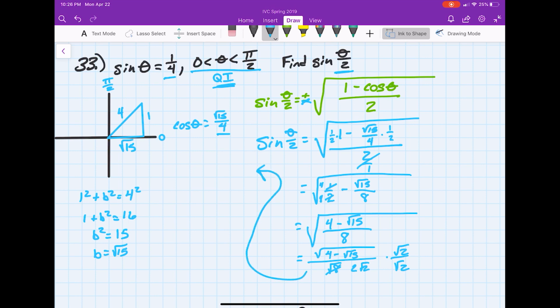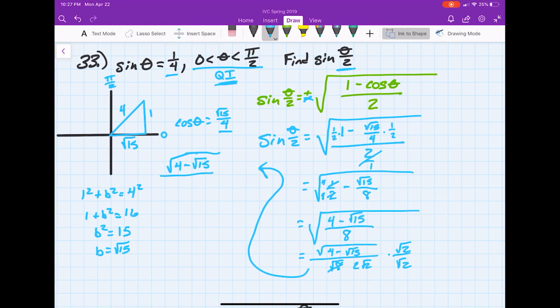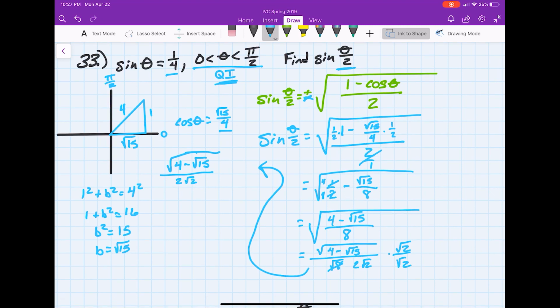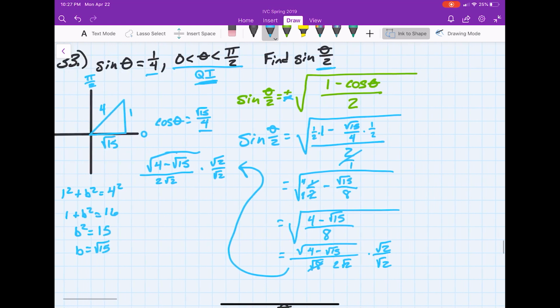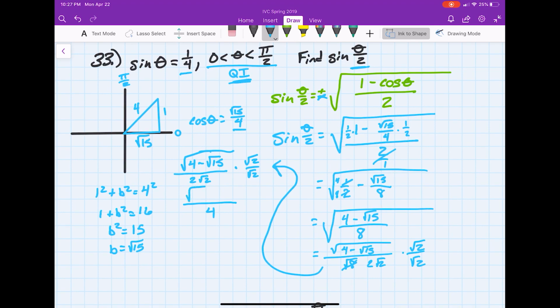Let's put this over here. I'm running out of room. Let me rewrite this really quick so we know where we're coming from. 4 minus square root of 15, and then over square root of 8. And I'm multiplying this by 2 square root of 2 over 2 square root of 2 to rationalize this fraction. So, whoa, here we go. So, the square root of 4 and the square root of 2, the bottom will be 4, of course. Square root of 4 and square root of 2 is going to be 8.